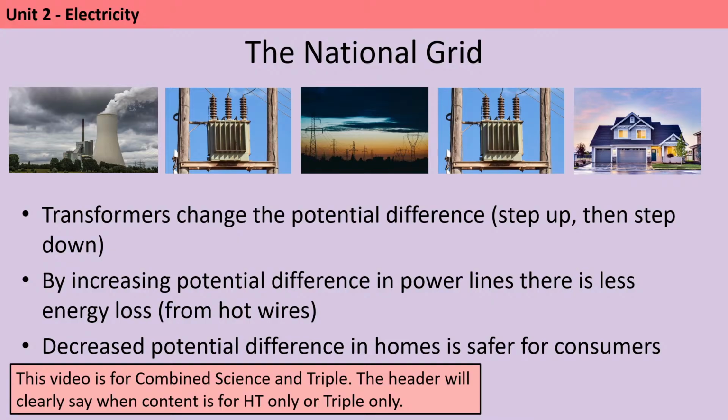So we have between the power station and the cables a step-up transformer which increases the potential difference, and then we have this really high potential difference going through the cables, and then at the other end there's a step-down transformer which reduces the potential difference so that it's safe for consumers again.